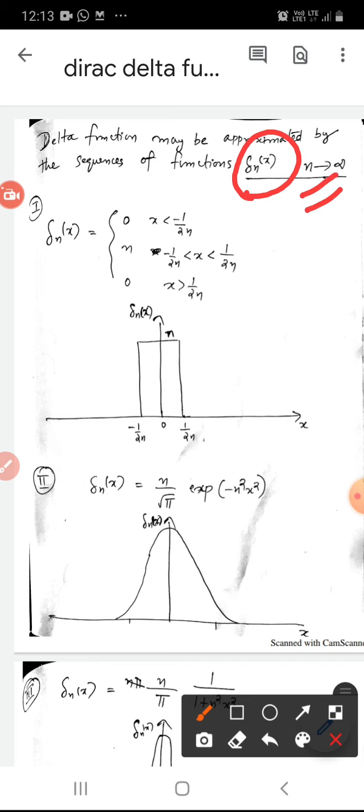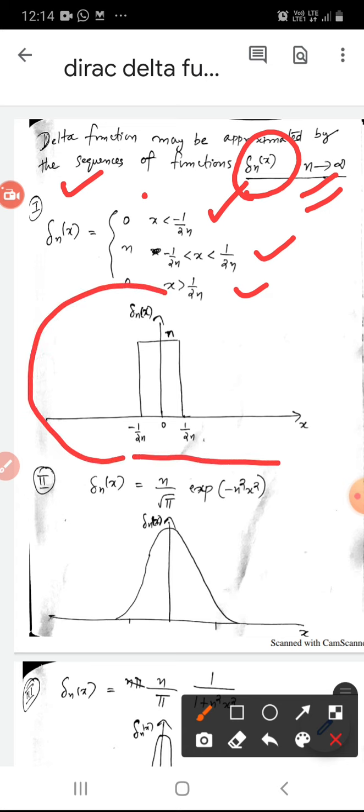The first one: delta nx is 0 for x less than minus 1 by 2n, it is equal to n for x in between minus 1 by 2n and 1 by 2n, and it is equal to 0 for x greater than 1 by 2n. So graphically it can be represented in this form.